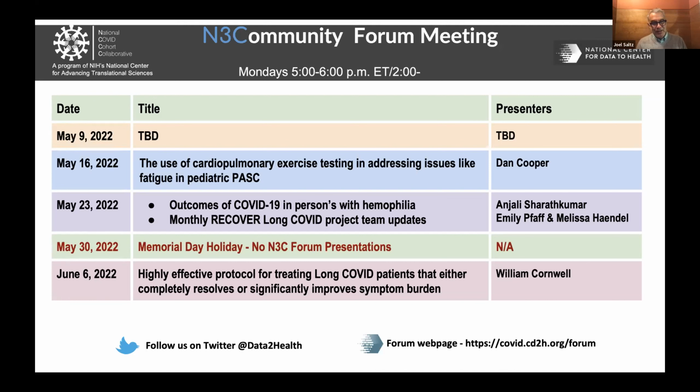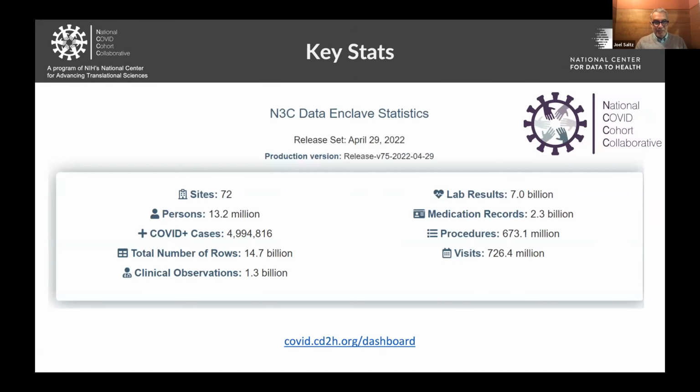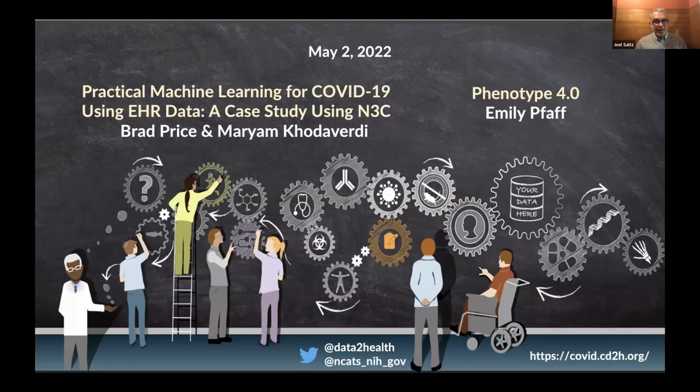May 30th is Memorial Day, and June 6th, a highly effective protocol for treating long COVID patients that either completely resolves or significantly improves symptom burden. So we're up to about 5 million COVID positive cases, with 13.2 million people whose records are in the enclave. And so Brad, I think you're going to be sharing slides, and you and Maryam, looking forward to your talk.